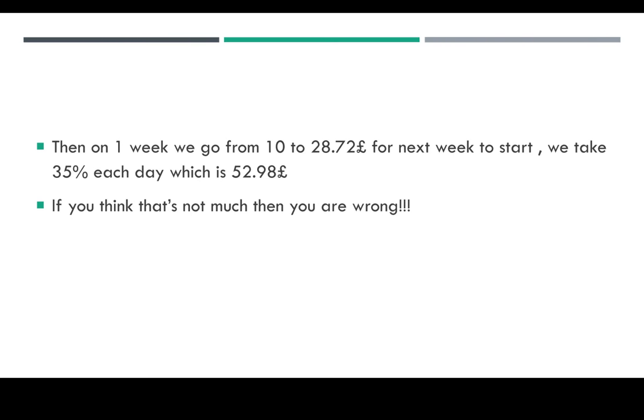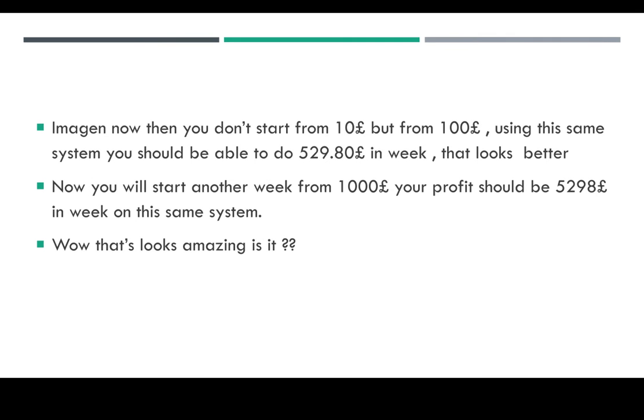Probably you think that's not enough. Or you're doing more in one day, 70, 80, £100 a day. Here I make only £52 in a week. How is that possible? I can't live with this money. And that's why you're wrong. Because now imagine you don't start from £10, you build your account slowly, and now you start from £100. The next week, using the same technique, you make £529. That looks better, doesn't it?